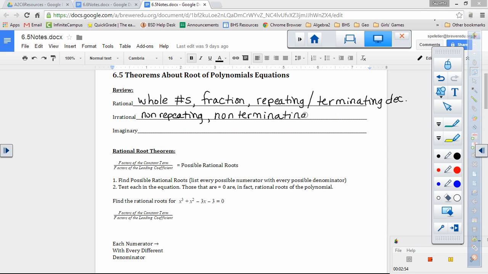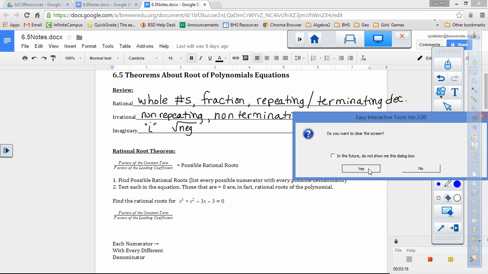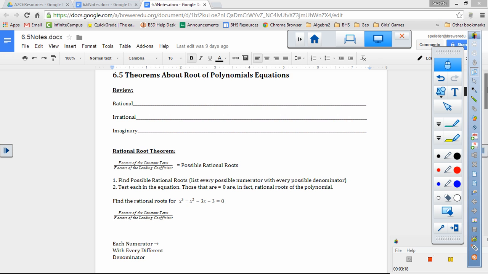Okay? And then imaginary, of course, is our imaginary unit i, and that always comes from a negative root. So we have some sort of a negative under a radical, and that's where our imaginary numbers come from. Okay? So just to review again what those terms mean. Now, I'm going to scroll the page up a little bit, and we're going to try to walk through this process. I'm going to have you try to be as patient as possible. Hang in with me.